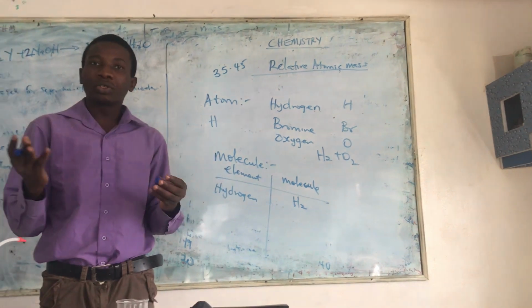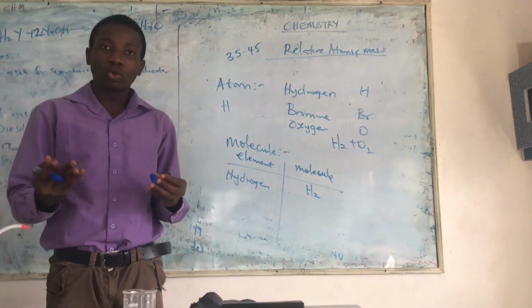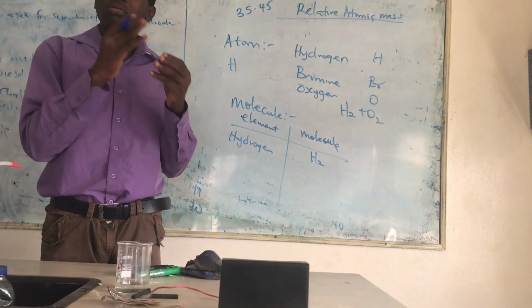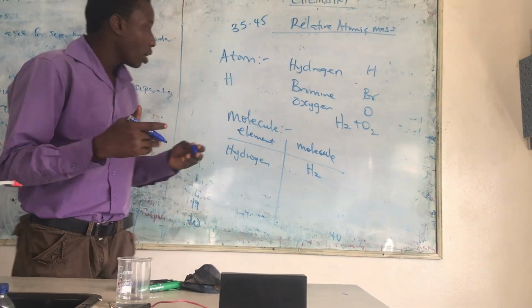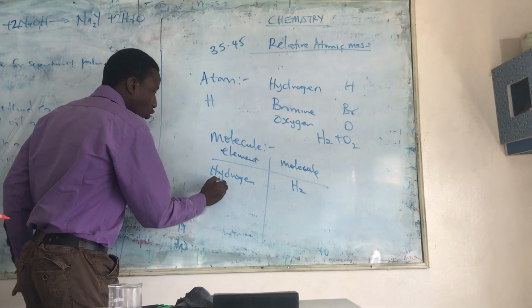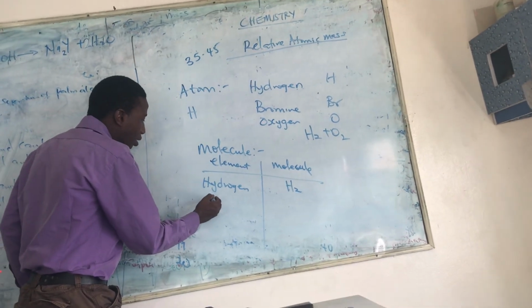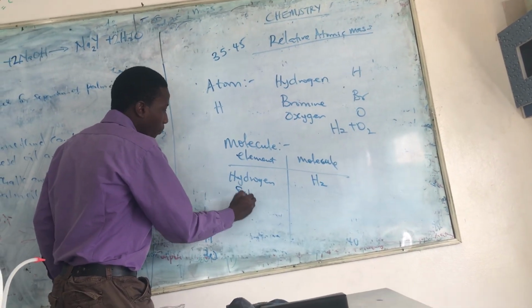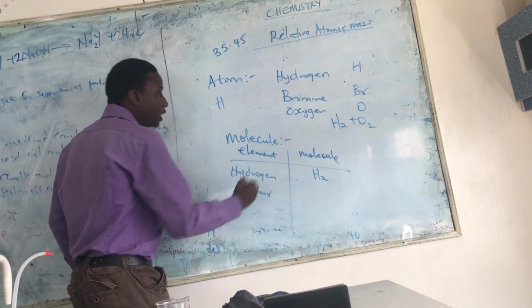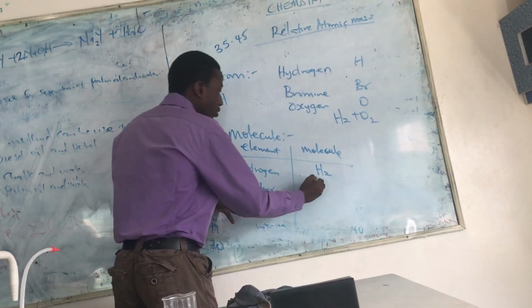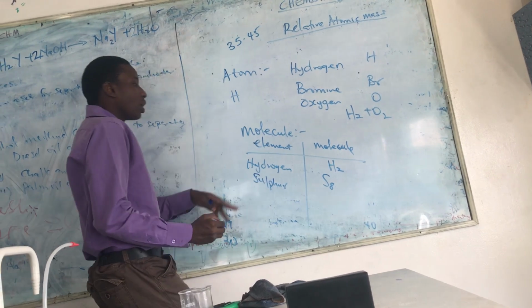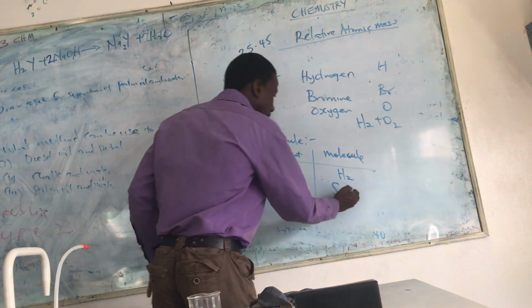Although we have some exceptions, some atoms that can exist alone. So for example, neon, or sulfur. Normally the molecule of sulfur is S8. But I can also write it as S.